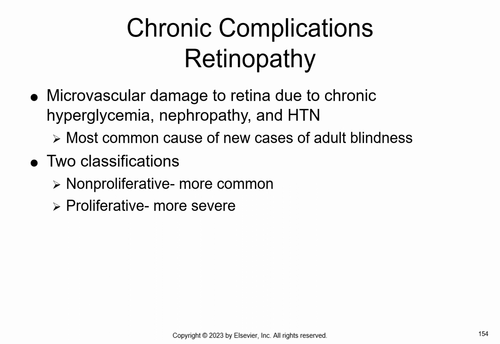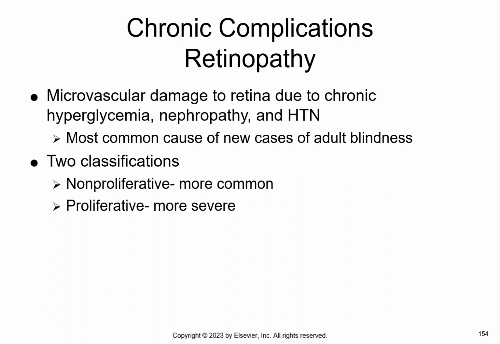Now we move on to retinopathy. Diabetes-related retinopathy refers to microvascular damage to the retina because of chronic hyperglycemia and nephropathy and hypertension in people with diabetes mellitus. Diabetes-related retinopathy is a leading cause of new cases of adult blindness. There are two classifications. We classify retinopathy as non-proliferative or proliferative.